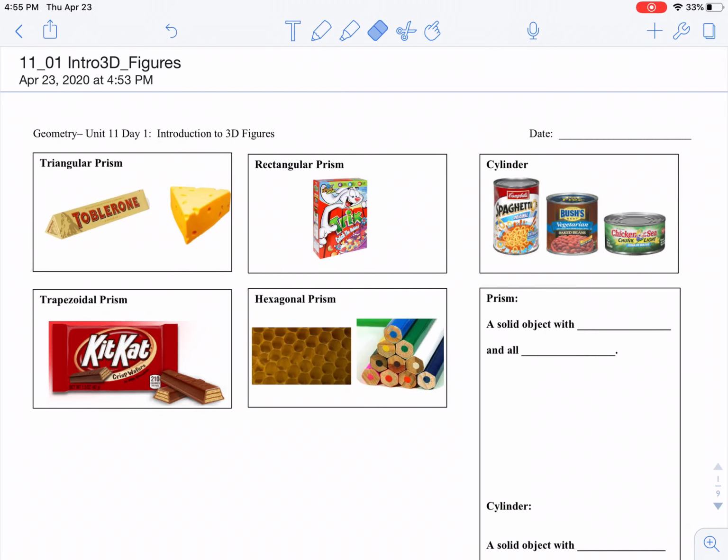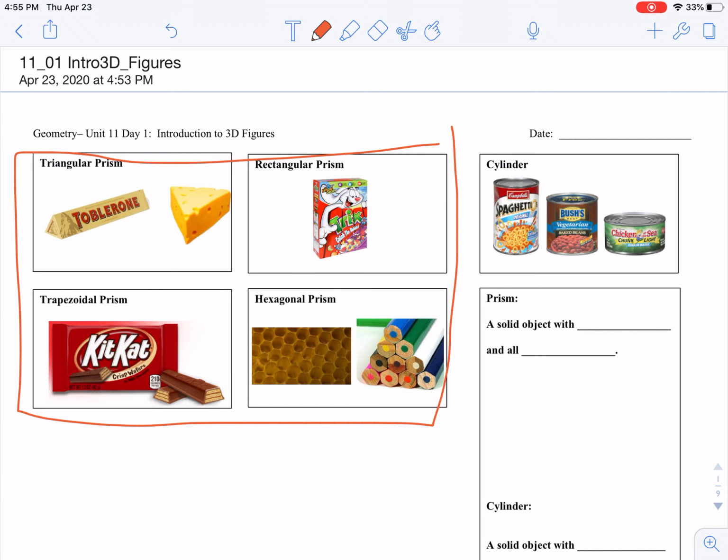Okay, so our next unit is going to be on three-dimensional figures, and we're going to focus on volume. One of the things that you need to understand is just some of the names of the different solid figures you might see and what their properties are. So we see here some examples of prisms right here.